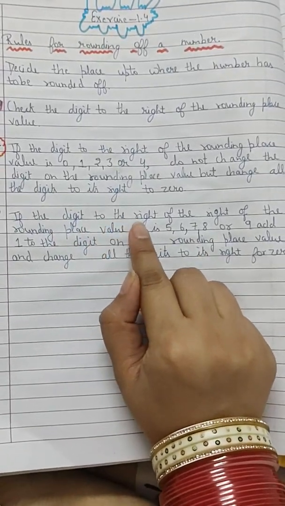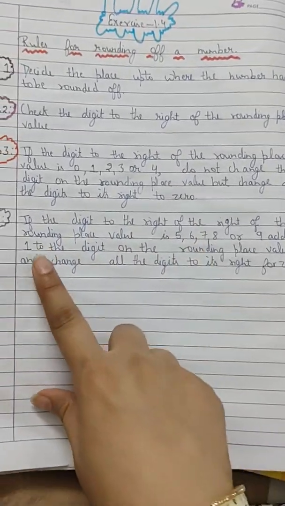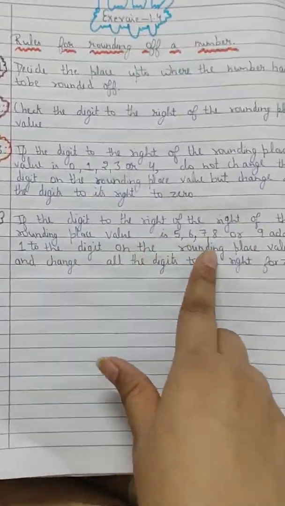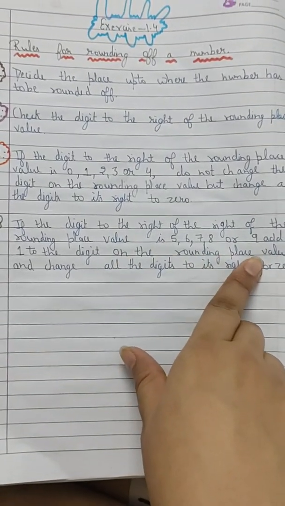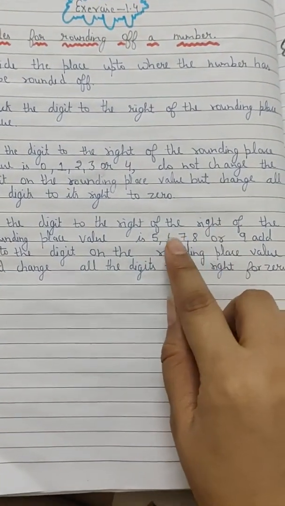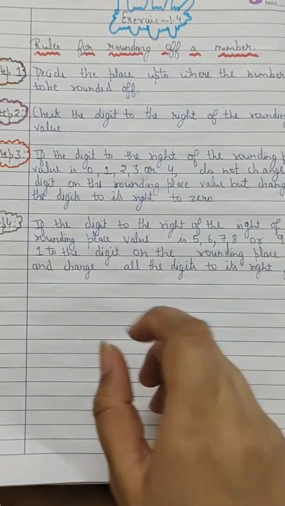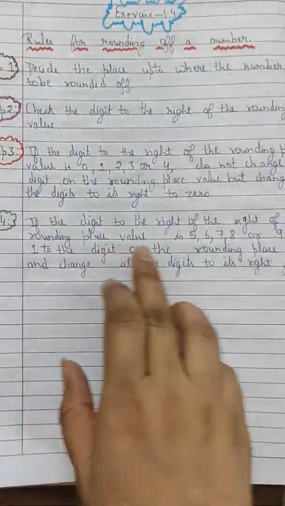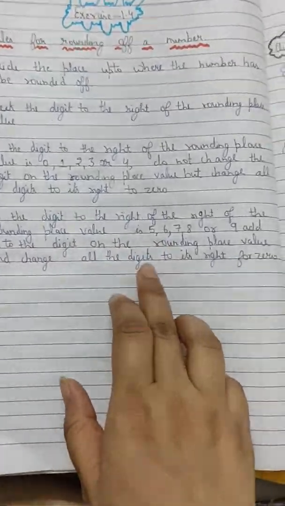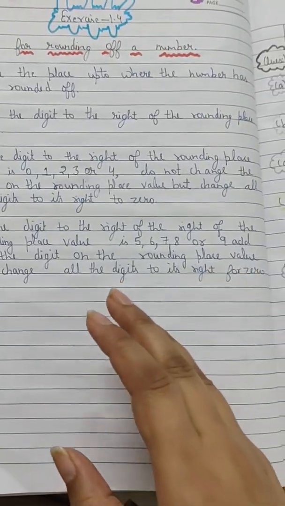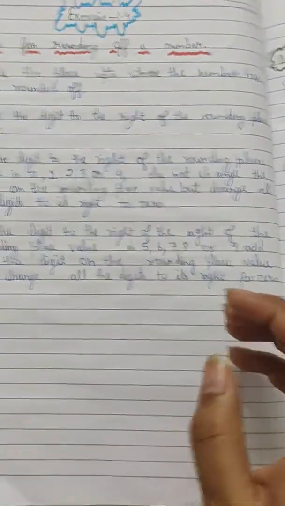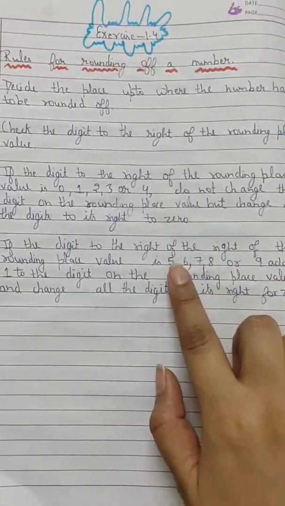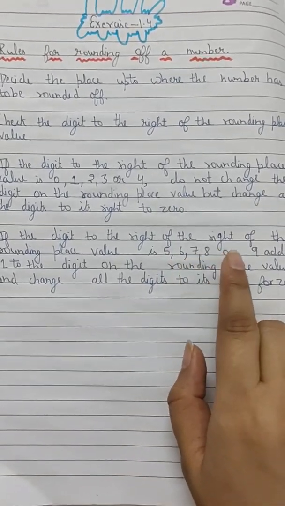If the digit to the right of the rounding place value is 5, 6, 7, 8 or 9, then add 1 to the digit at the rounding place value, that is tens, and change all the digits to its right to 0. So the ones place value will become 0, and at the tens place you add 1 if the number at the ones place is 5, 6, 7, 8 or 9.